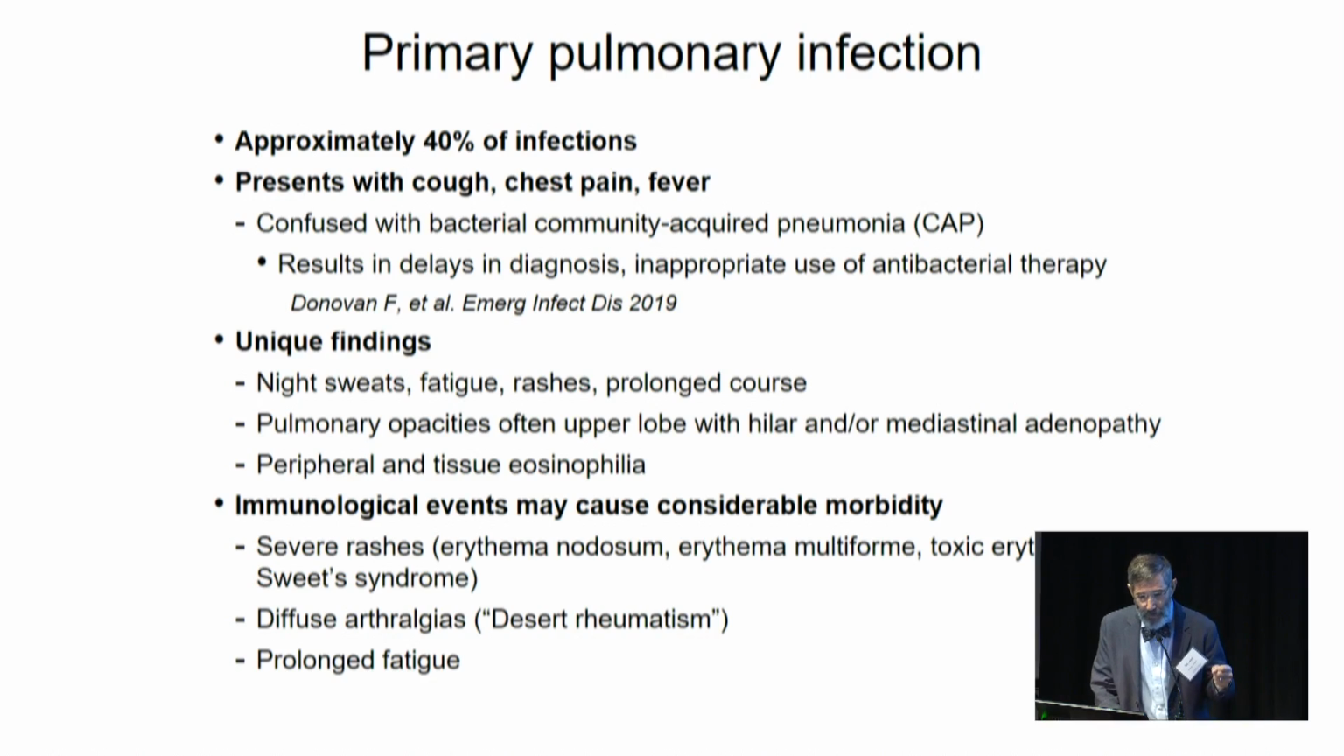Now, cocci does have some unique findings if you look for them: night sweats, fatigue, and rashes. But it also is complicated by these immunological events. Severe rashes, erythema nodosum, erythema multiforme, toxic erythroderma, Sweet syndrome, these can be debilitating. And if they're combined with desert rheumatism, which is a symmetric polyarthralgia, patients can be on their backs. And it doesn't help to say, well, this is a good immune response to that patient who can't work.